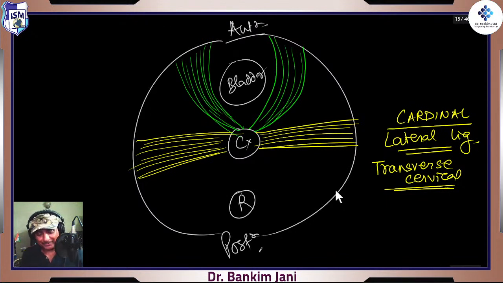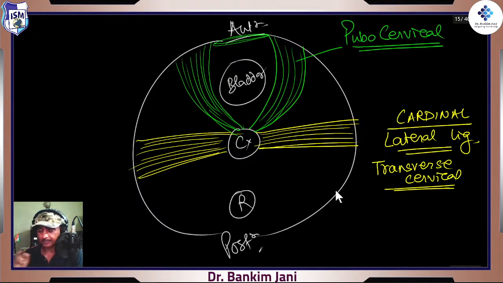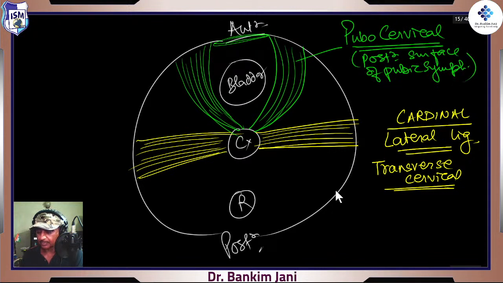Okay. Now, here there would be what? Pubic symphysis. Correct? So, anteriorly, from the cervix it is going towards the pubic symphysis. So, we'll call it pubocervical. Pubocervical, right? Pubocervical ligament. And it will be going to the posterior surface of the pubic symphysis. So that is pubocervical.